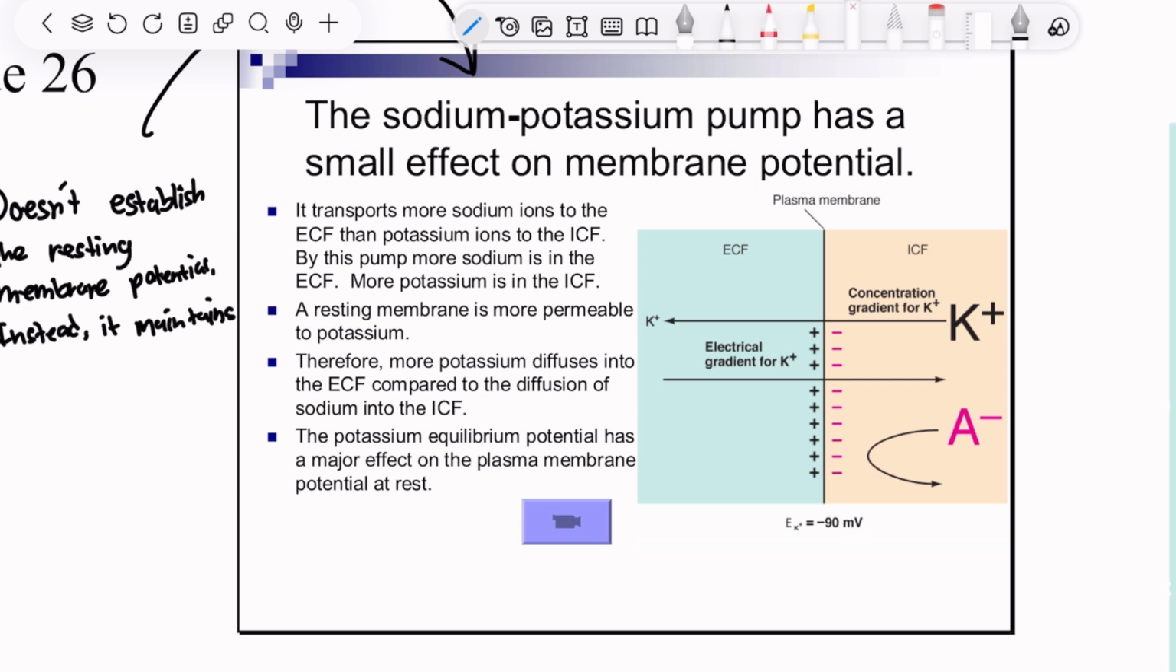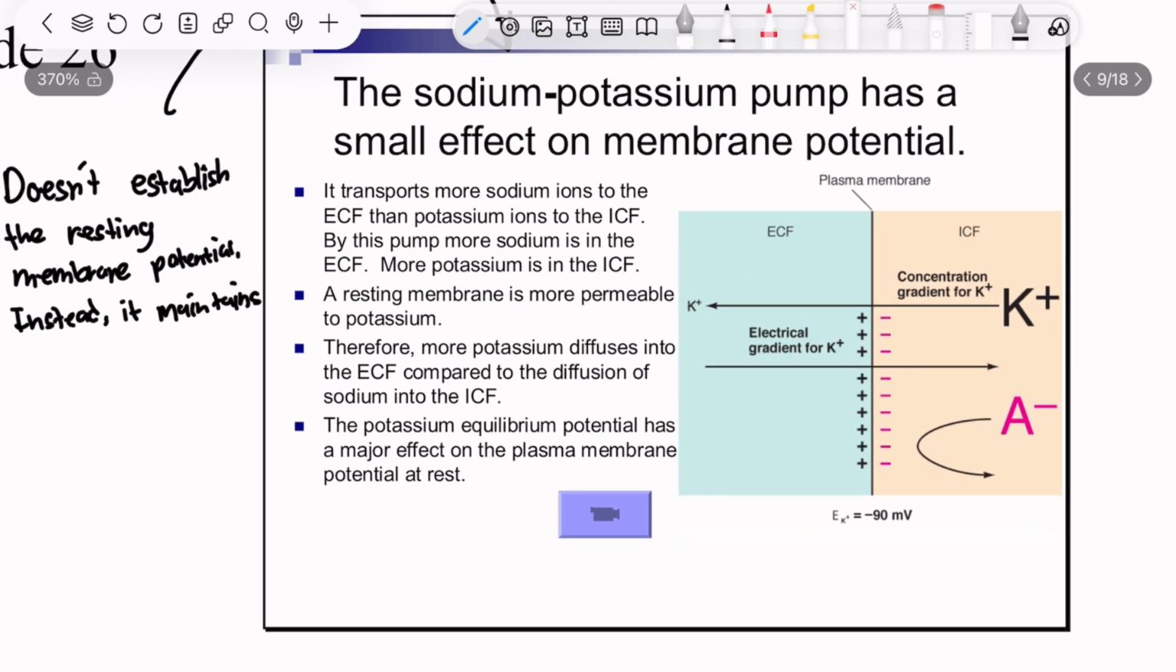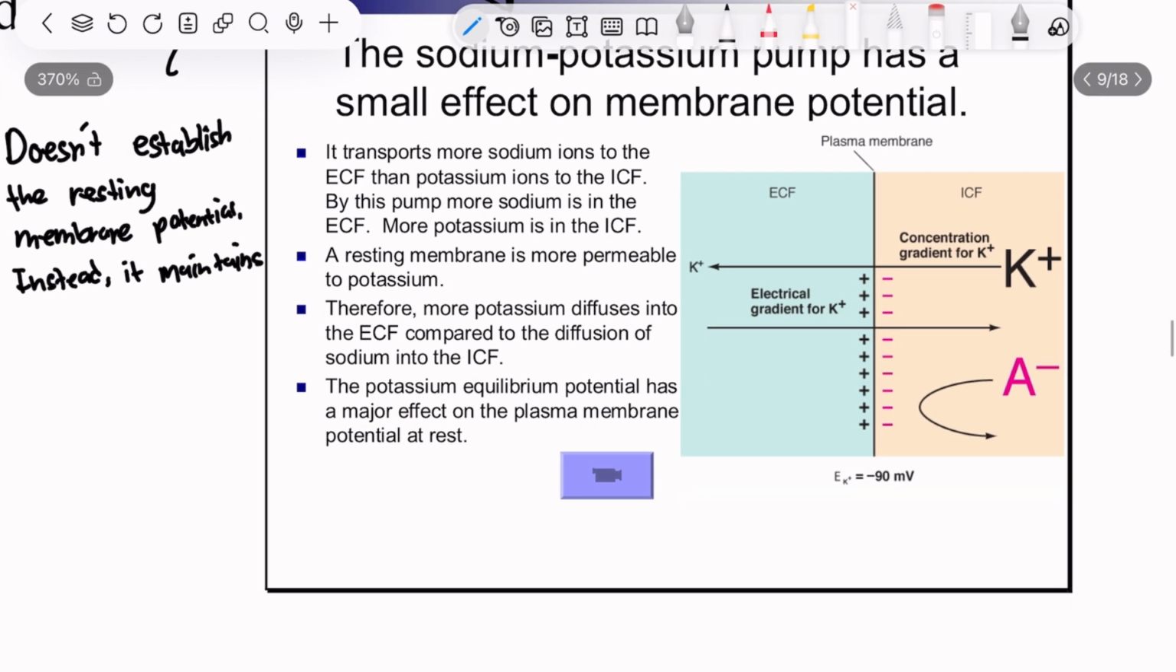A resting membrane is more permeable to potassium. This means that potassium can move freely in and out of the cell, particularly out of the cell into the ECF, the extracellular fluid. Therefore, more potassium diffuses into the ECF compared to the diffusion of sodium into the ICF. That's basically saying since more potassium can diffuse out than sodium can diffuse in, potassium contributes more to the resting membrane potential. The potassium equilibrium potential has a major effect on the plasma membrane at rest.